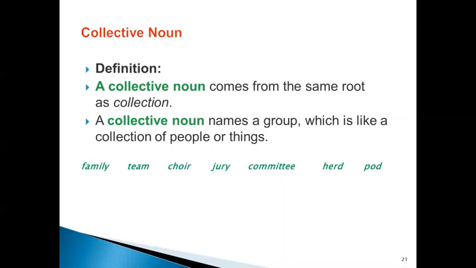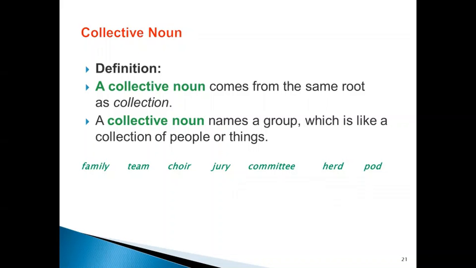So these are the different types of nouns. We covered them all. They are very important. Please study them again.